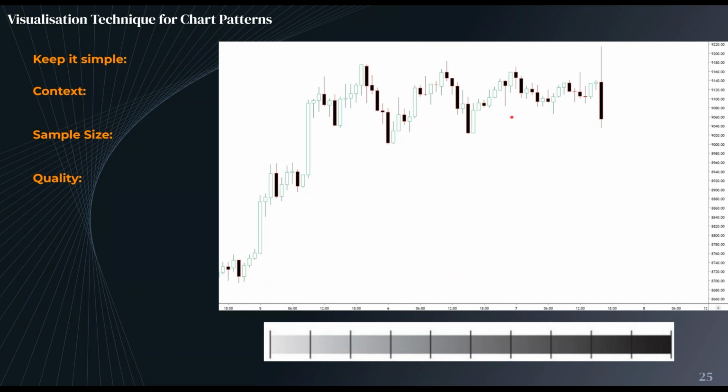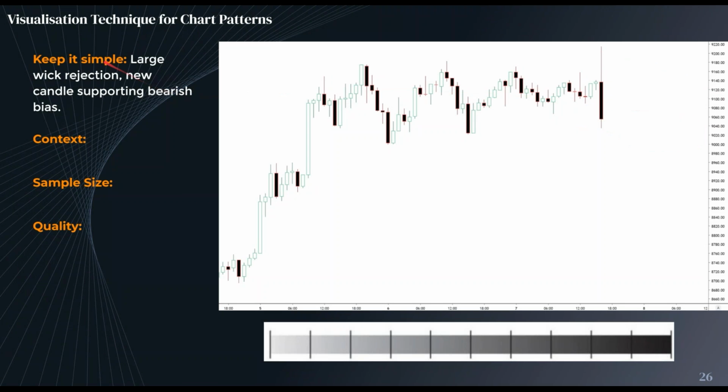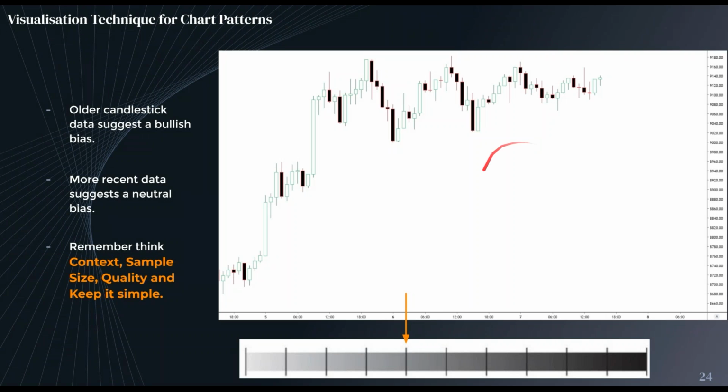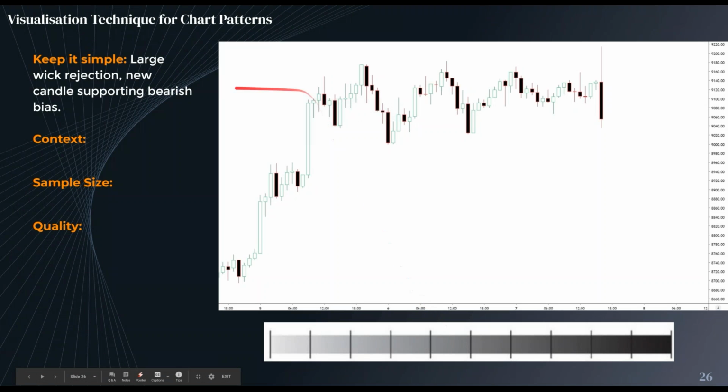Now, guys, remember what I told you. Here we have a huge wick attempting to get into enemy territory and failing. Then we have a large body of bears breaking down here. So keep it simple. What does this candle represent? Large wick rejection and a new candle supporting bearish bias. Remember before, if we just go back here, our bias was over here. Now, our bias is going to probably move.